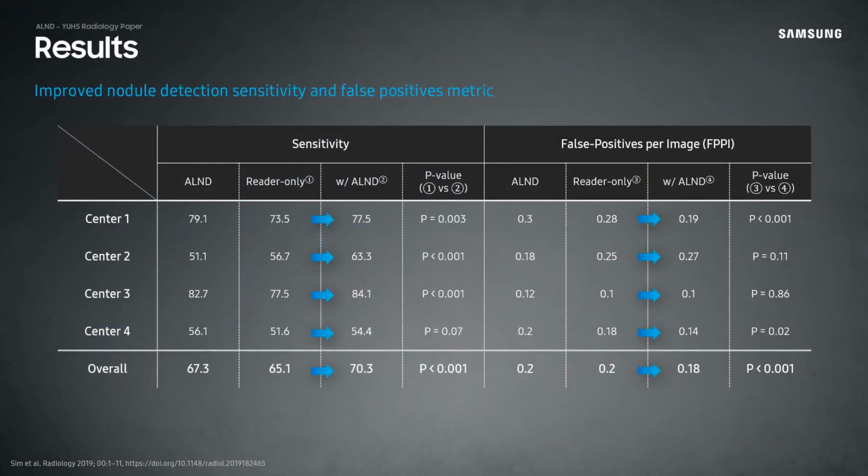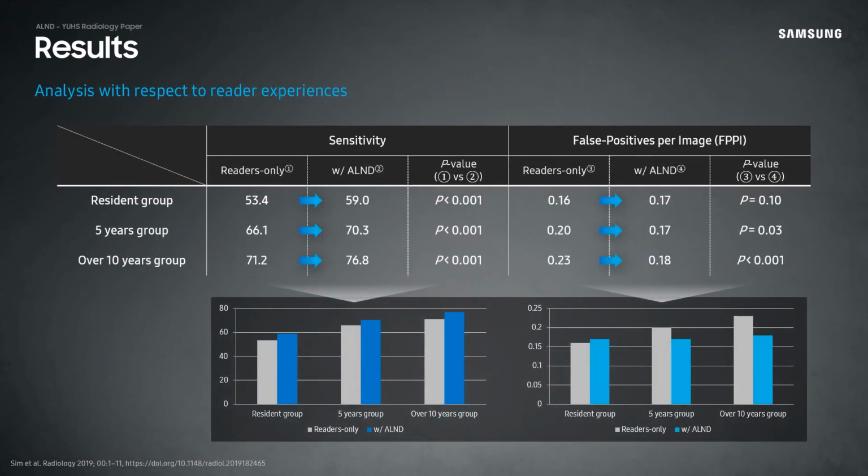The results showed that on average, the sensitivity of the radiologists with ALND was consistently higher than radiologists by themselves, and the false positives per image were reduced by 10%. The results also showed that regardless of reader experience level, all groups increased their performance when using ALND as a second reader, and on average, the false positives reduced as well, with the small exception that the resident group maintained a somewhat similar false positive per image number.